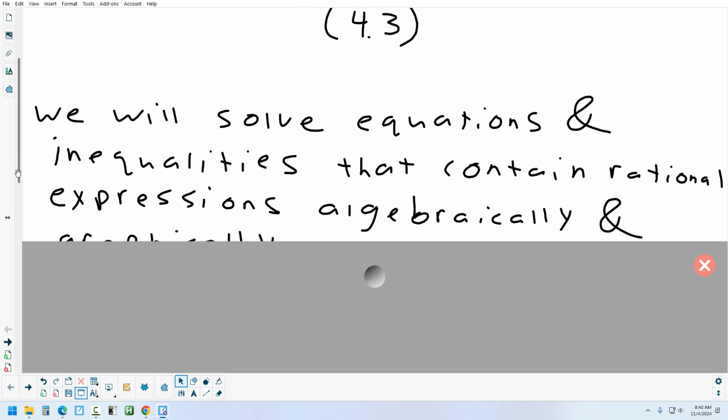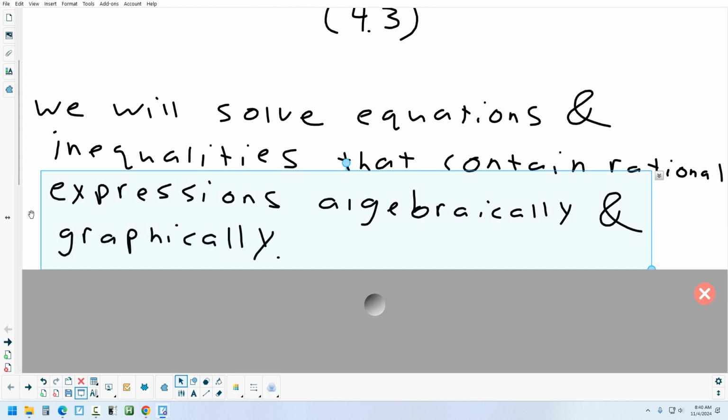So what we're going to be looking at is solving equations, mostly algebraically. We'll do the first one graphically, so you will need your calculators for that one. But we're mostly going to focus on algebra.